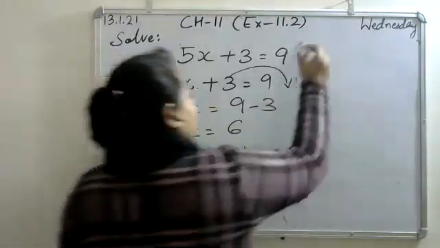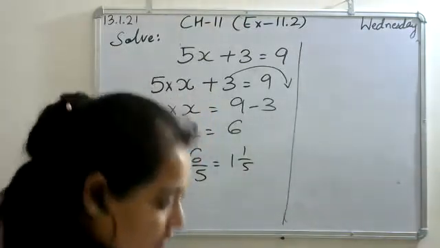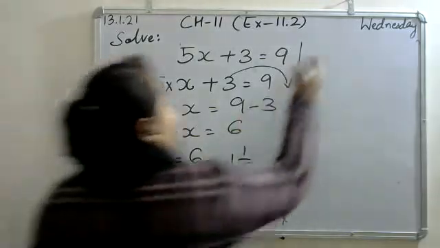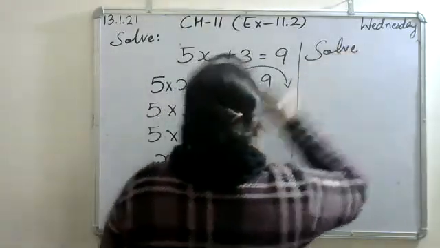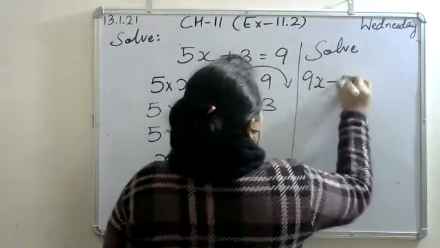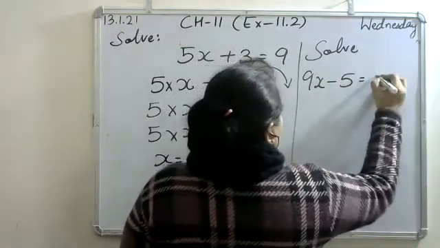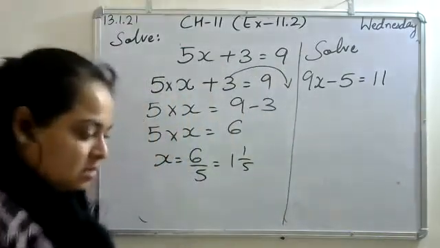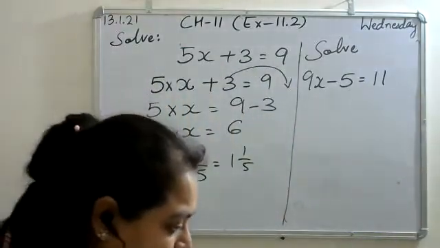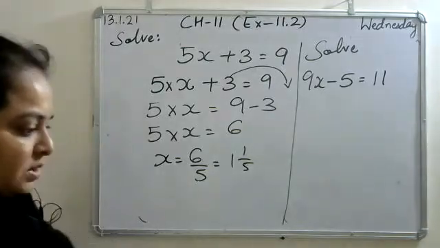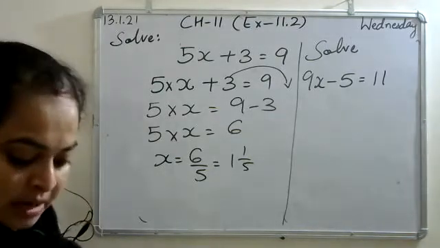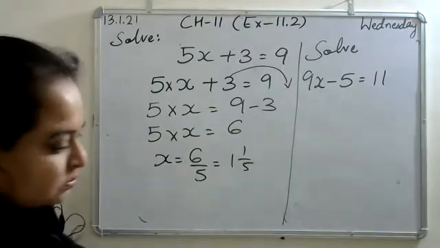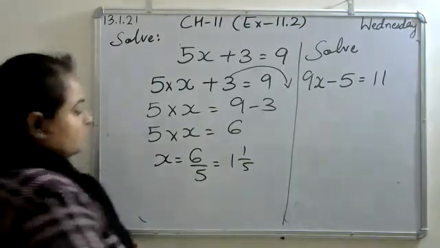One more question. Now solve 9x minus 5 is 11. Now Nitya, unmute yourself. Yes, ma'am. Tell me how can we solve this sum? First we 9 multiply x.